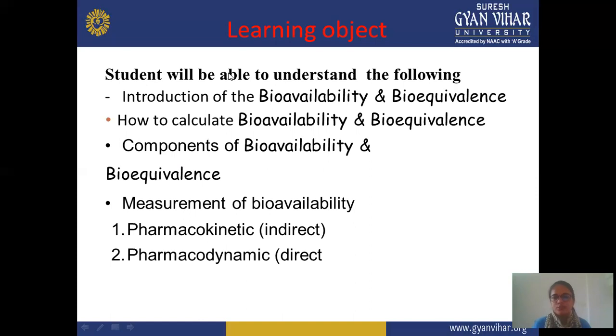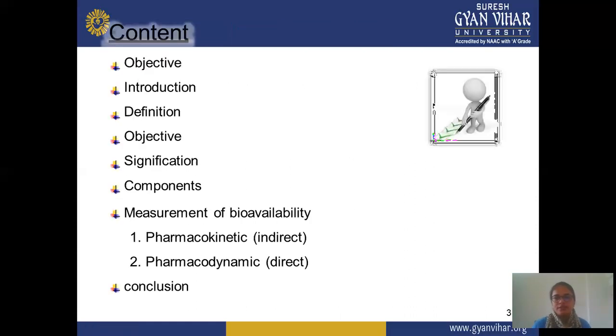Next is the components of bioavailability, meaning the components required for bioavailability and bioequivalence. Next is the measurement of bioavailability. You can measure it by two methods, direct and indirect, also known as pharmacokinetic and pharmacodynamic methods. You will learn about these two methods in this topic. The contents of this topic are: objective, introduction, definition and objective of bioavailability and bioequivalence both, significance, components, measurement of bioavailability by direct and indirect methods, and conclusion.